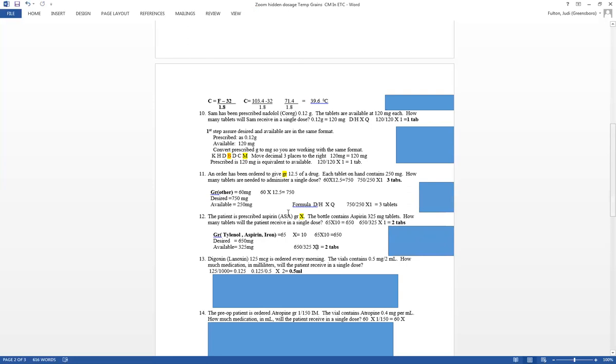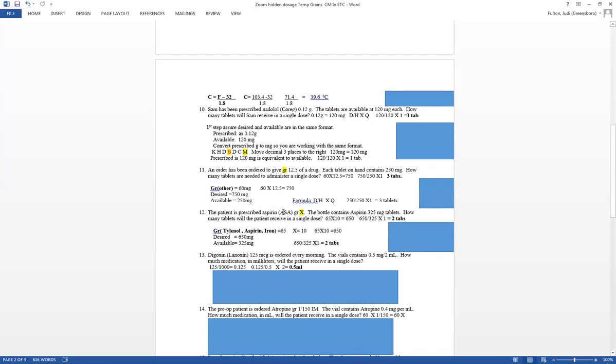See here, aspirin, Tylenol, and iron are what? 65 milligrams per grain. So if I've got 65 times 10, that gives me my 650. 650 divided by 325 times 1 gives me my 2 tablets.